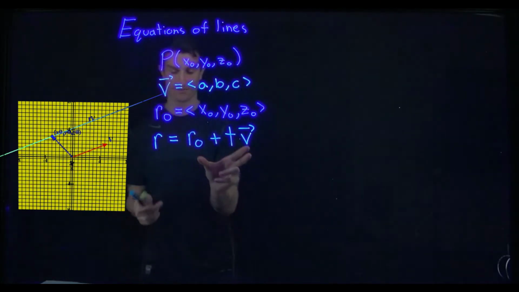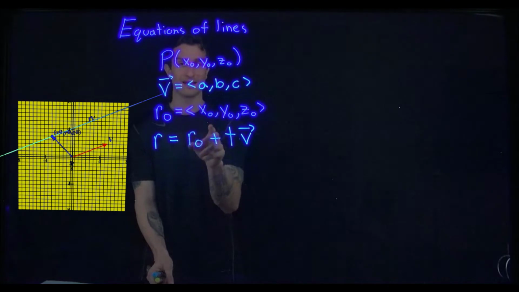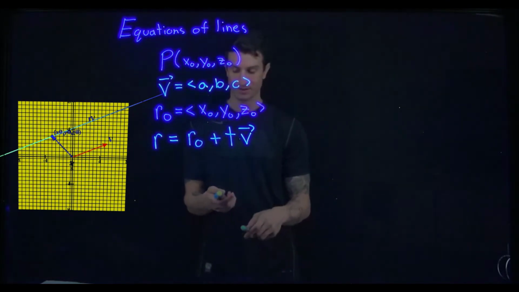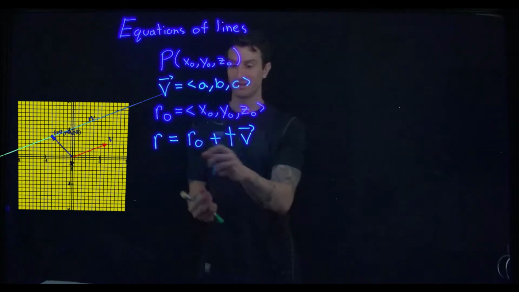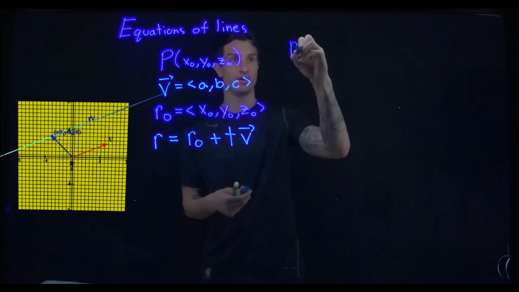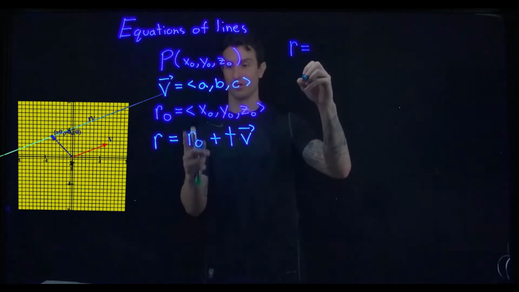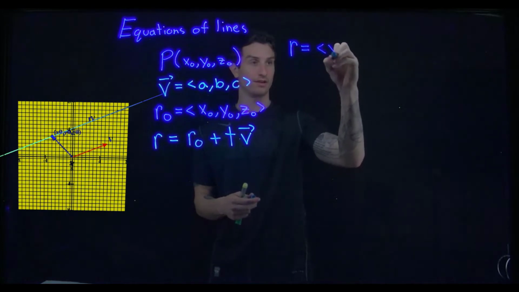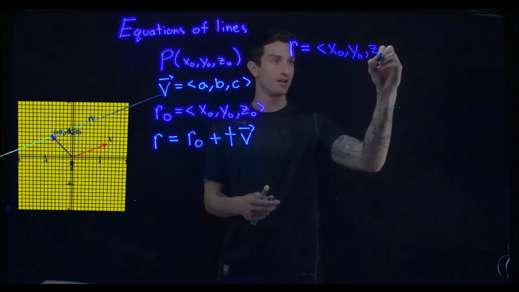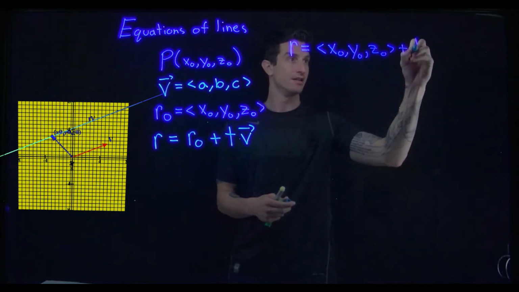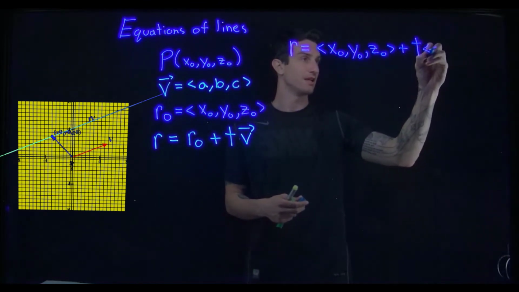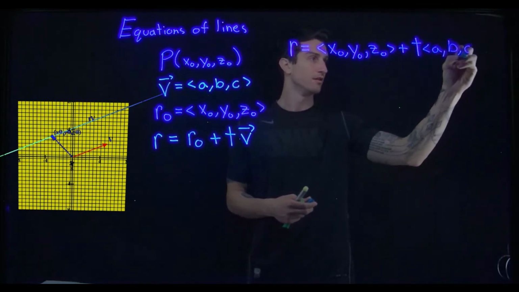All right, let's examine this a little bit closer because we want to define x, y, and z parametrically. We want to parameterize them. So let's expand this equation using everything that we have. We'll say r is equal to, instead of r naught, we'll write the r vector, plus t times the vector a, b, and c.